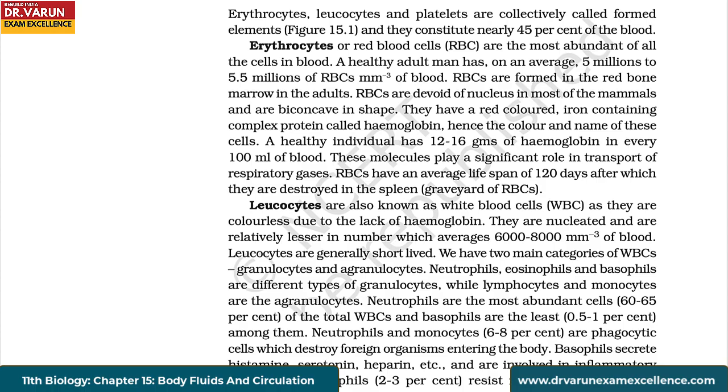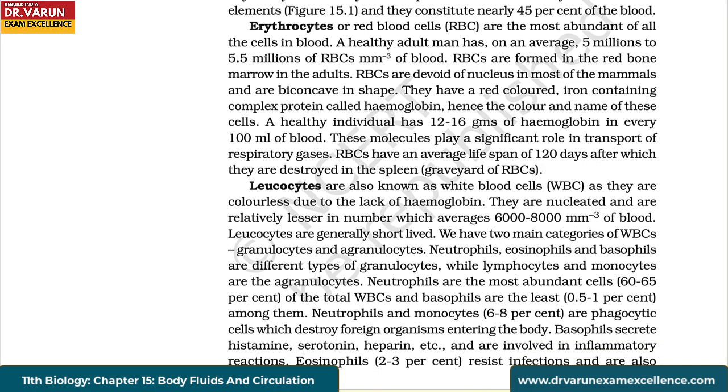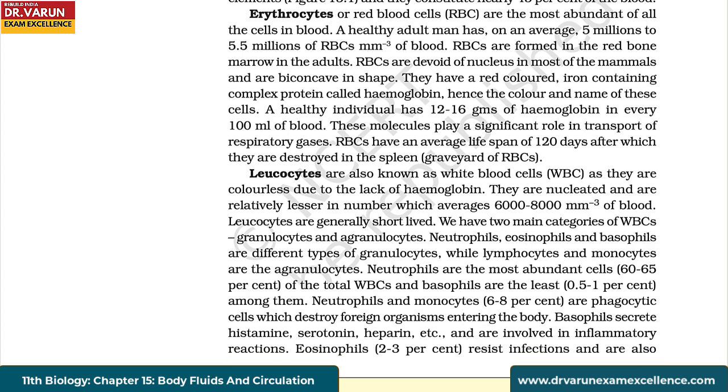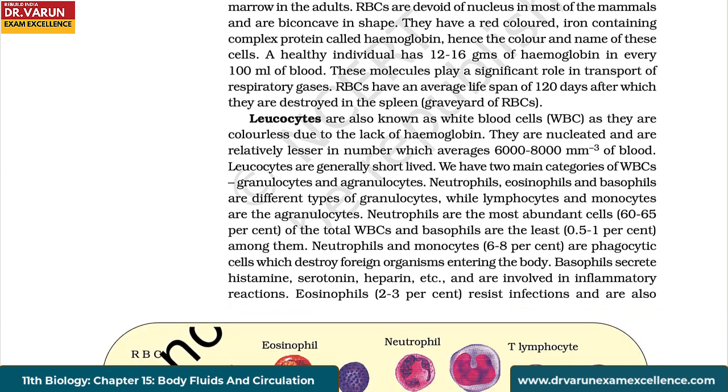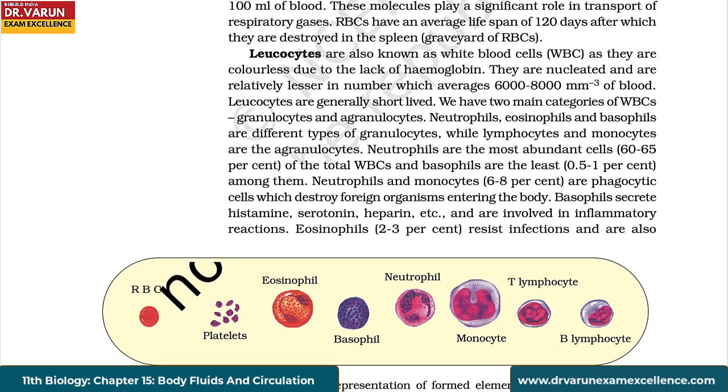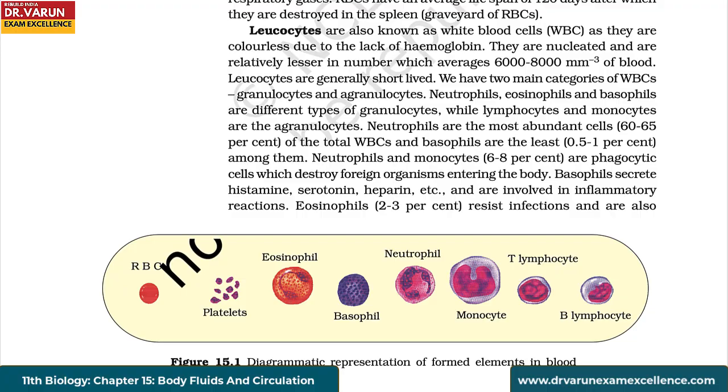graveyard of RBCs. Leukocytes are also known as white blood cells (WBC) as they are colorless due to the lack of hemoglobin. They are nucleated and are relatively lesser in number, which averages 6,000 to 8,000 per cubic millimeter of blood. Leukocytes are generally short-lived. We have two main categories of WBCs, granulocytes and agranulocytes. Neutrophils, eosinophils, and basophils are different types of granulocytes, while lymphocytes and monocytes are the agranulocytes.